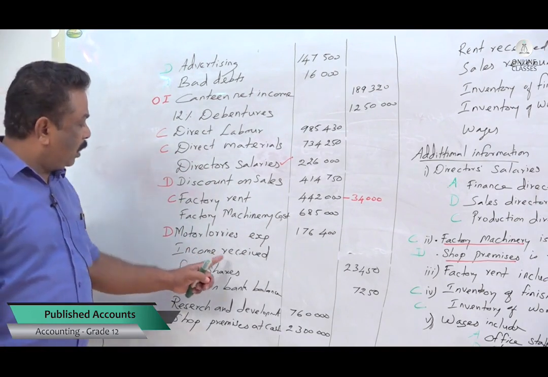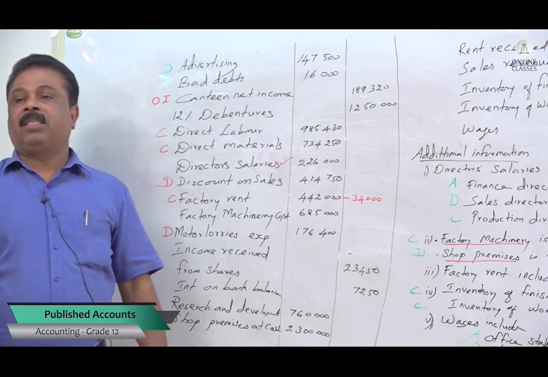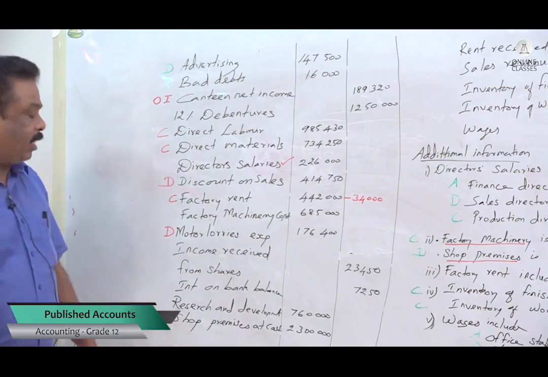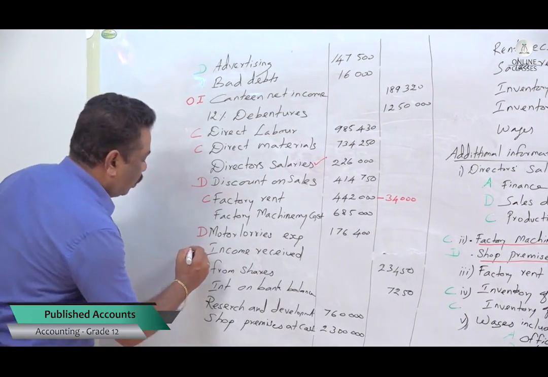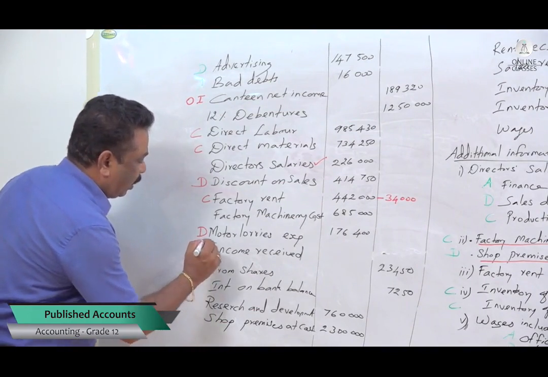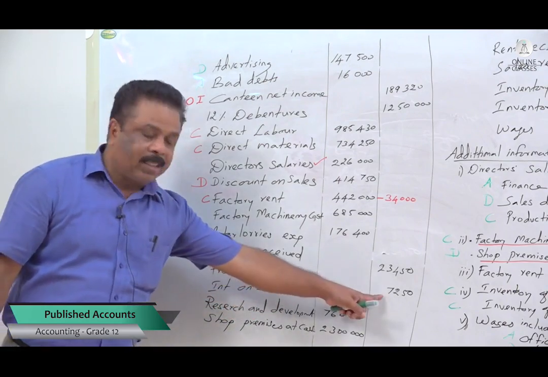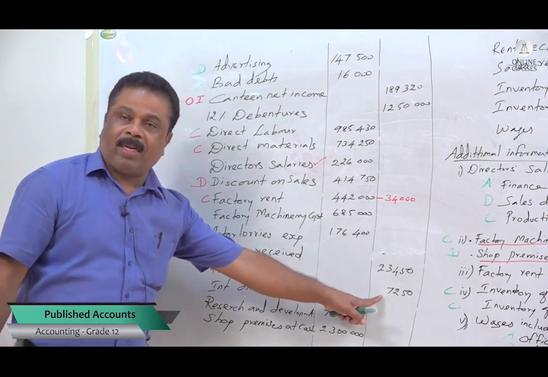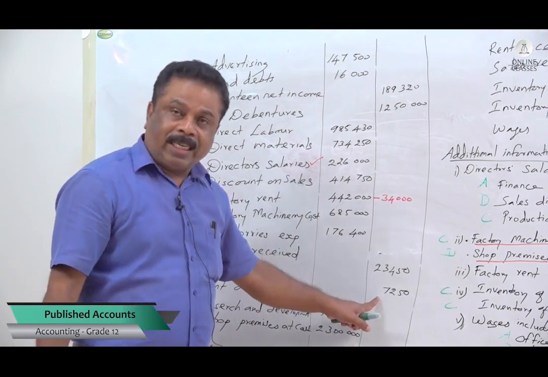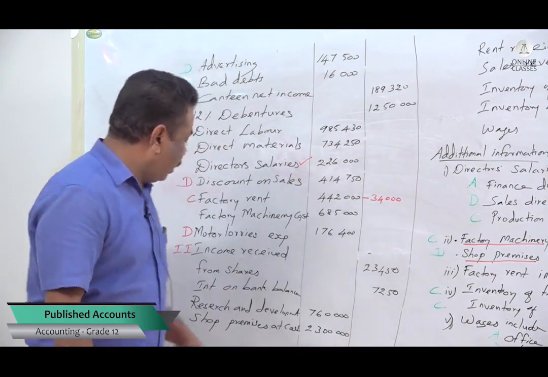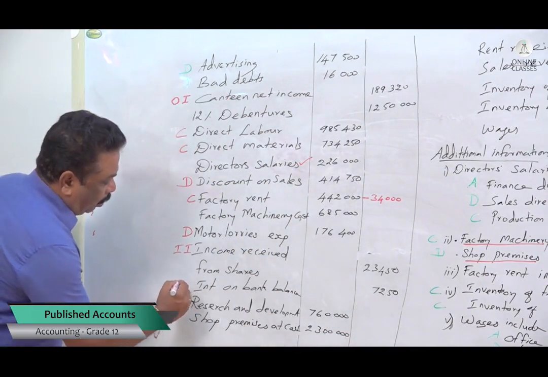Now it comes to income received from shares. Income received from shares and securities, say investment income. So I will write II, investment income. Next comes interest on bank balance. Interest on bank balance, not bank overdrafts. It is an income, it is in the credit column. Therefore, it is an income, again other income.